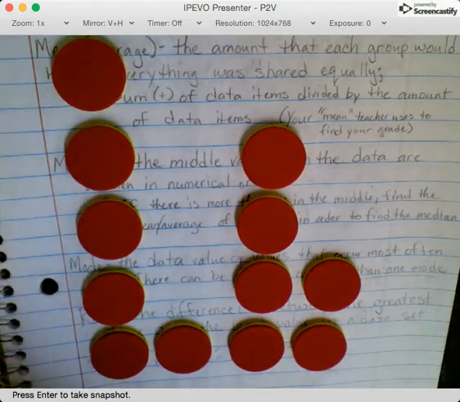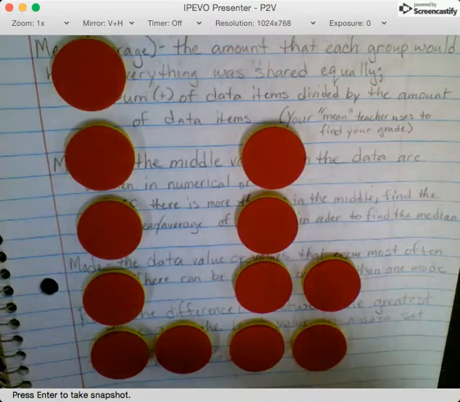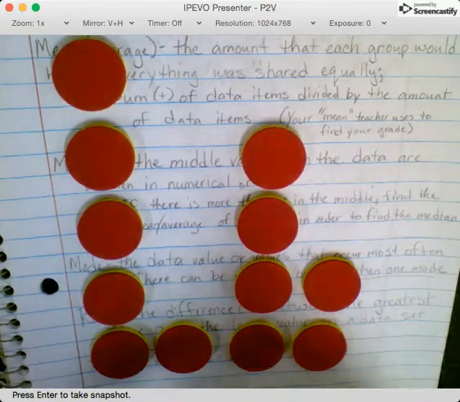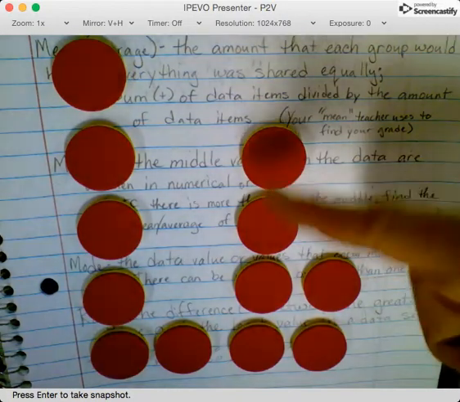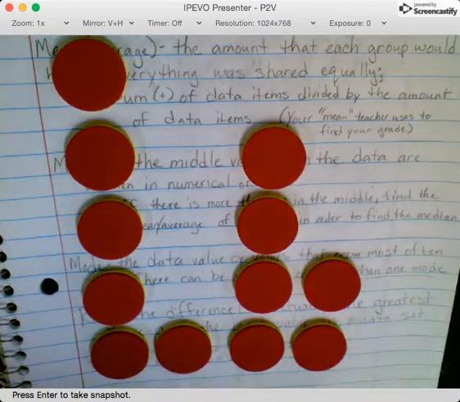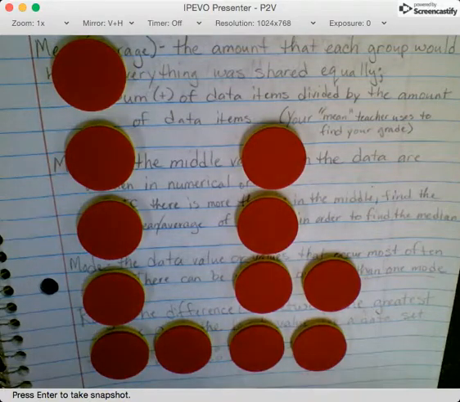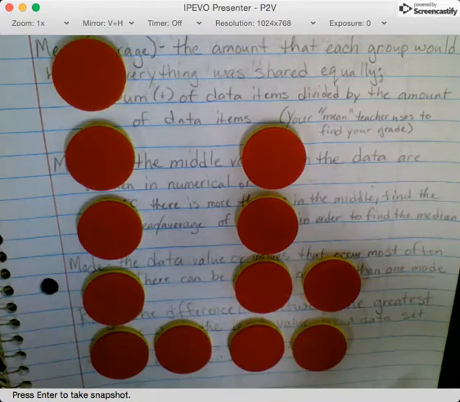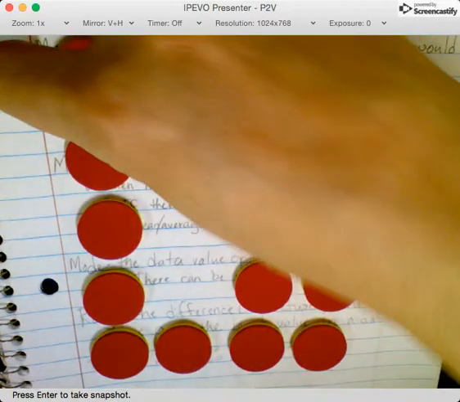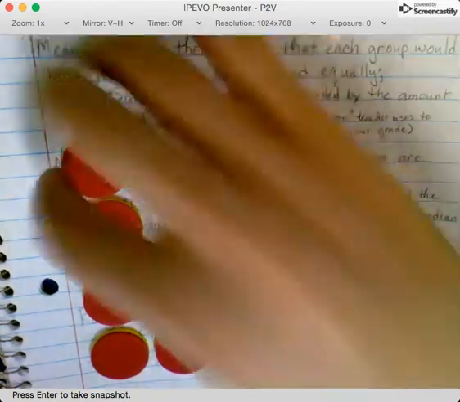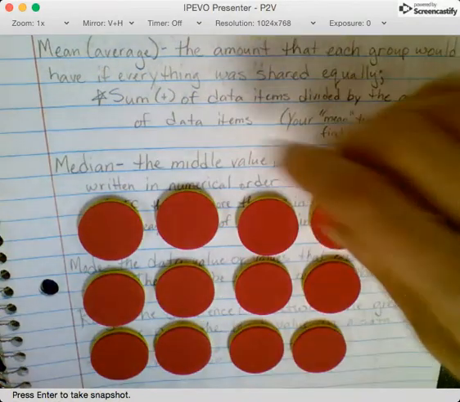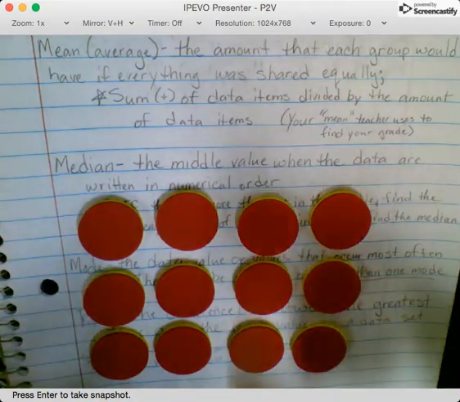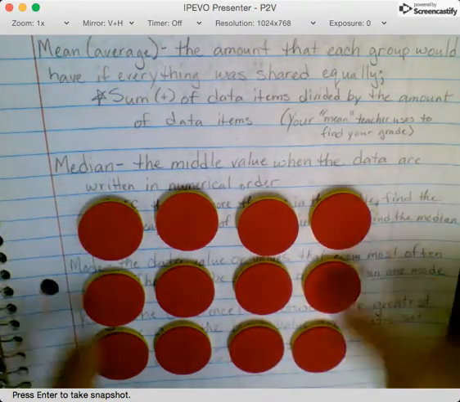The first thing I wanted to do is illustrate a mean. So I have 4 sets of tokens. This one has 5, this one has 1, I have 4 and 2. To find the mean, I want to make the fair share so that each of these sets is the same. So what I would do is move these around until all the piles are equal. So my fair share, my mean or my average, is 3.